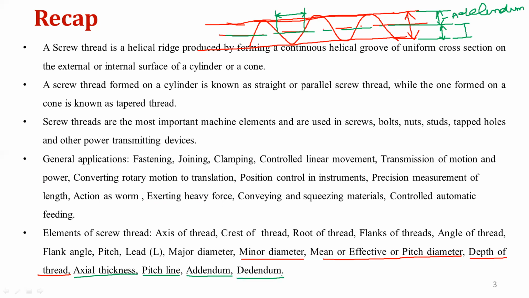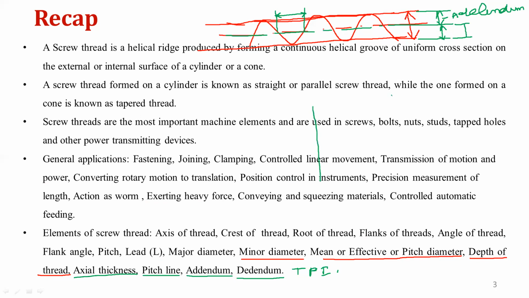And then we discussed what is thread per inch, TPI. We call it TPI, thread per inch. That means the number of threads per 1 inch. It is the reciprocal of the pitch. And then we understood what is the lead angle and the helix angle.